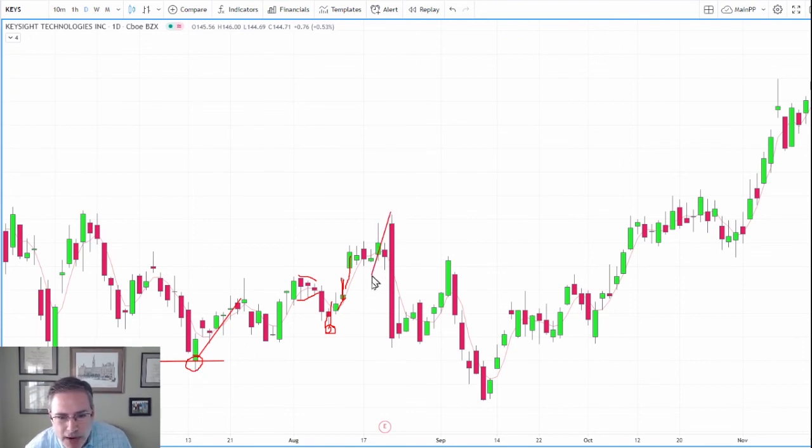You know, these big red bars like this. Look at the size of that down bar, but notice there was no follow through. It went sideways, and then you had another down bar, but you didn't take out the low of this bar. And then we push up higher.